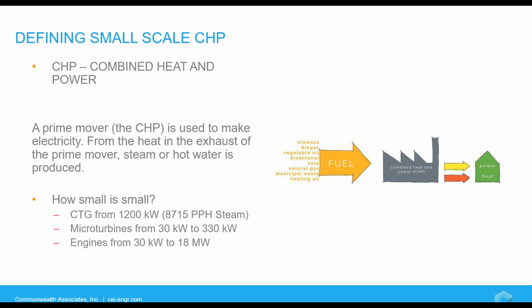CHP, in essence, is a prime mover that is used to make electricity. The process that produces that electricity will also produce heat in the exhaust of the prime mover in the form of steam or hot water or hot air.